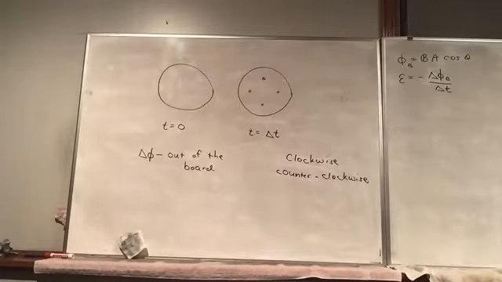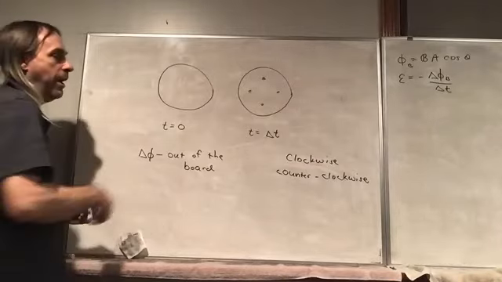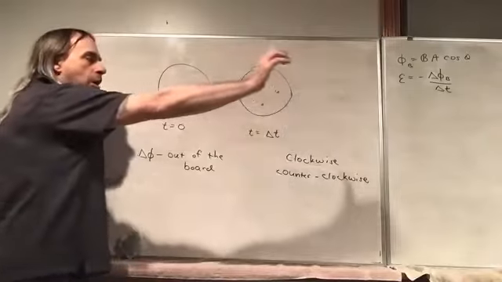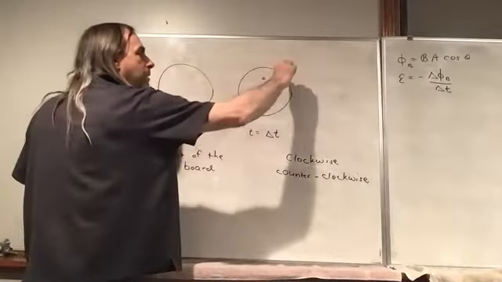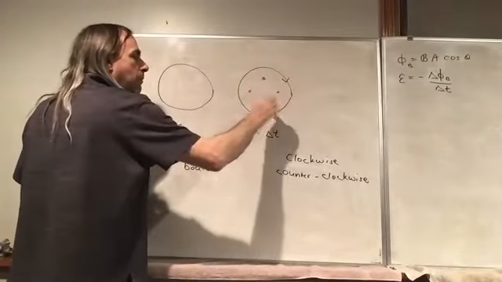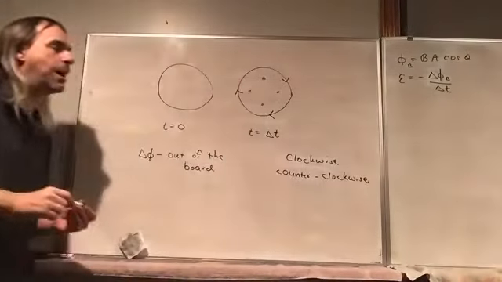And so what Lenz's law says is that the induced current will create a flux to oppose the change in what created the induced current in the first place. So if the change in flux is out of the board, then you put your thumb into the board. This would be a clockwise current. So the induced current would be clockwise.